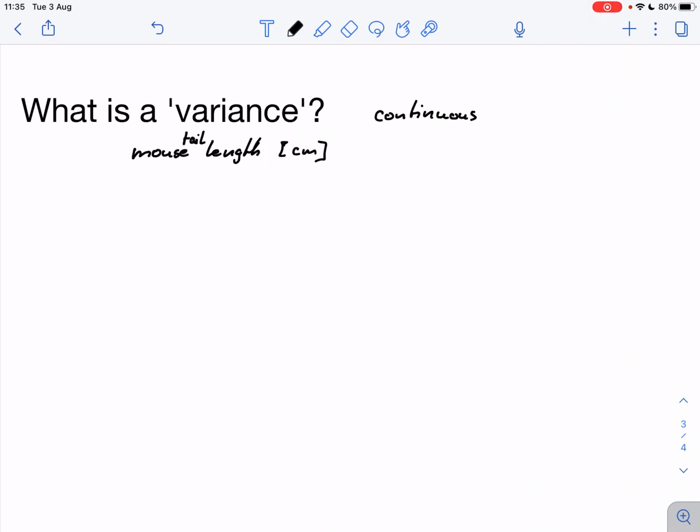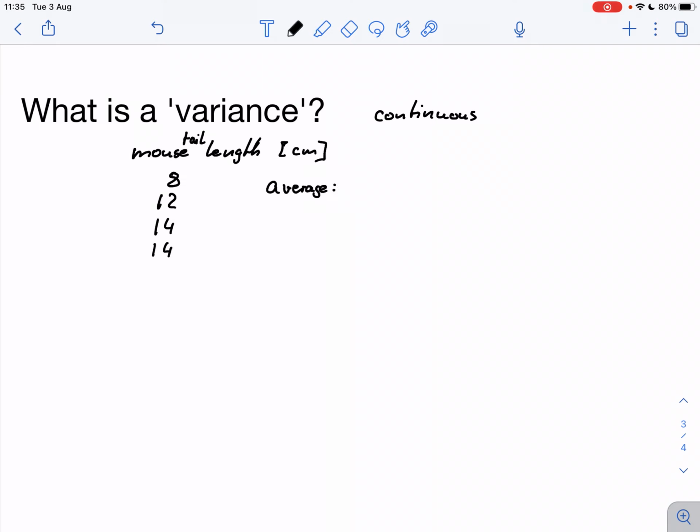I just catch 4 mice, and let's say I measure 8 centimeters, I measure 12 centimeters, and I've got 2 mice with long tails. They are 14 centimeters. And I now want to figure out what is the spread, what is the variance. So the first thing that I want to do is calculate the average of the tail length, and we have already discussed how we can do that.